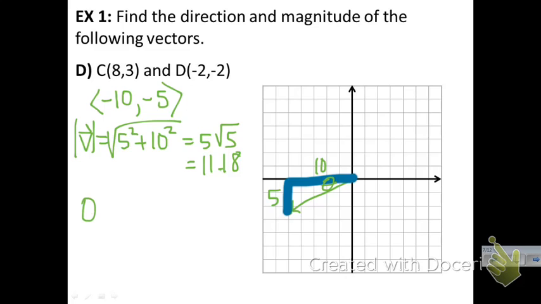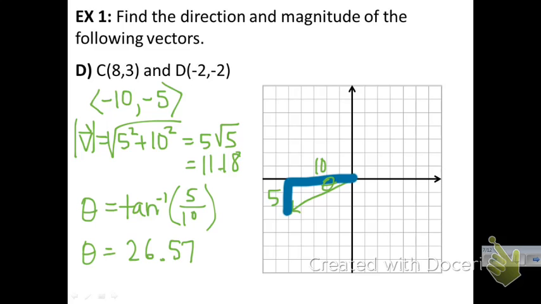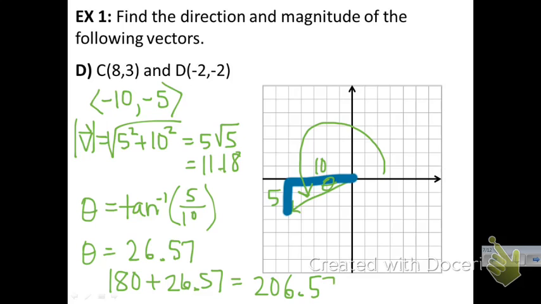From there you have to find the angle, and then we have our adjacent and our opposite. The only function that uses both adjacent and opposite is tangent, so we're going to take the inverse of tangent of the opposite, 5, over the adjacent, 10. So when we type that in our calculators, we get 26.57. Now, again, we talk about the direction. It's traveling from 0 all the way past 180. So to get past 180, we're going to add 180 plus the 26.57 to find the actual direction, which is 206.57 degrees.